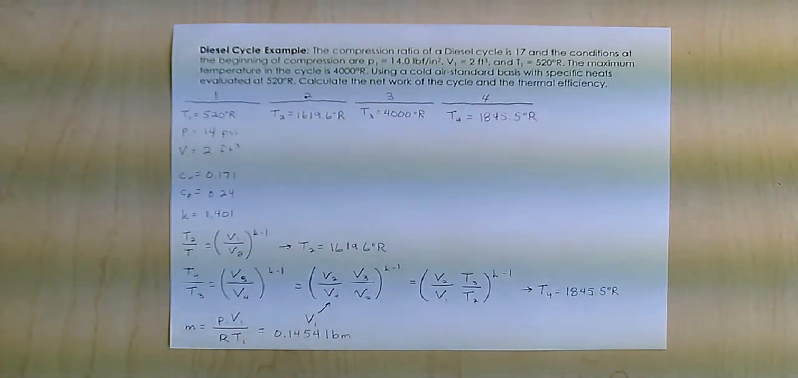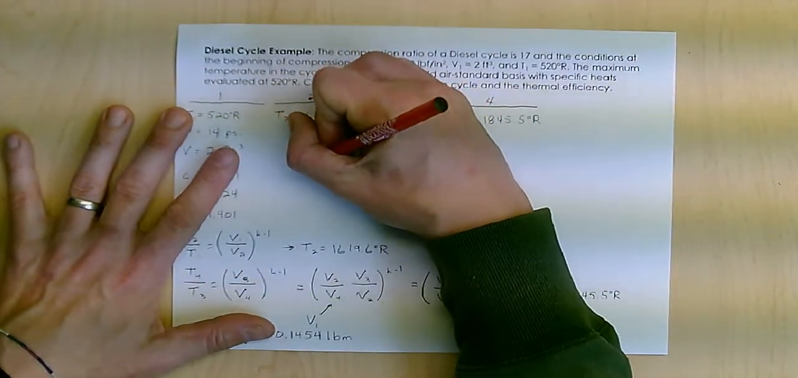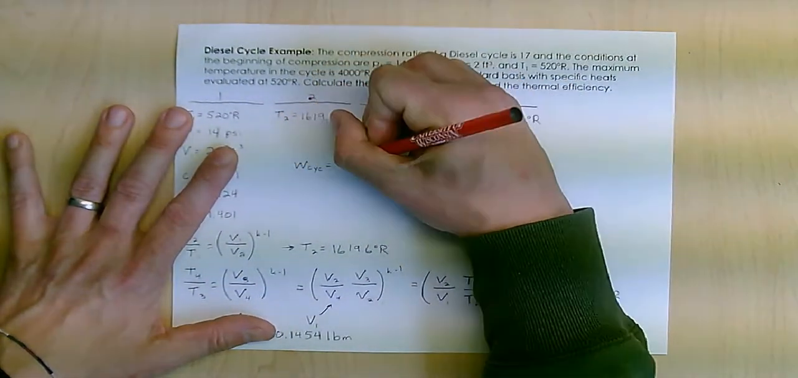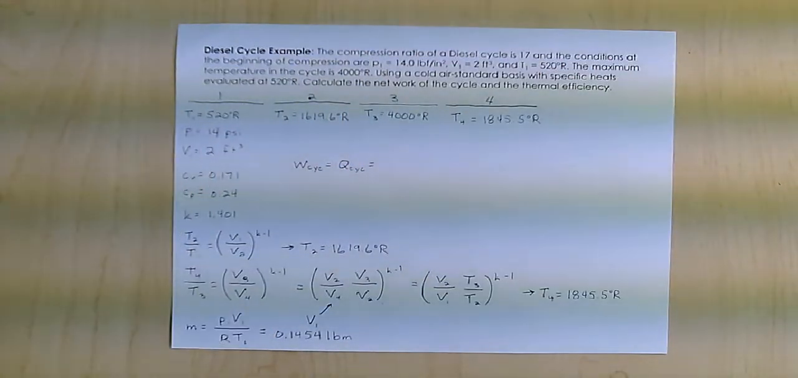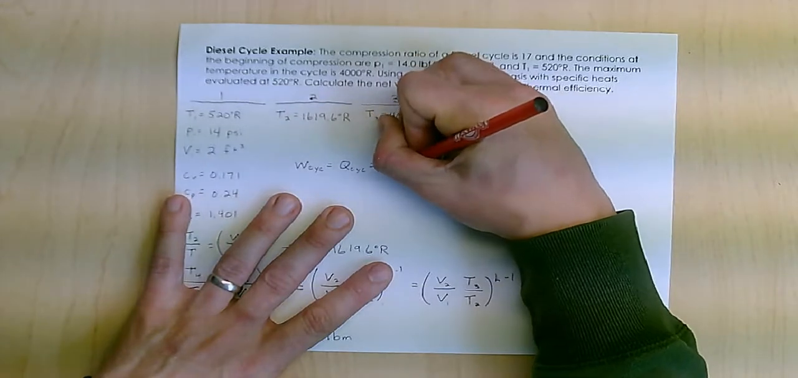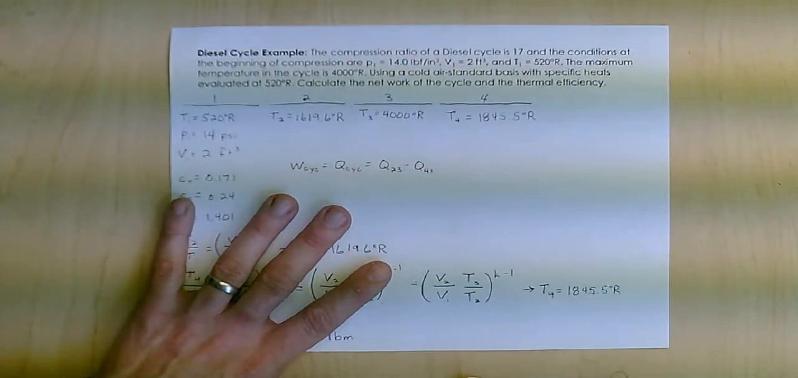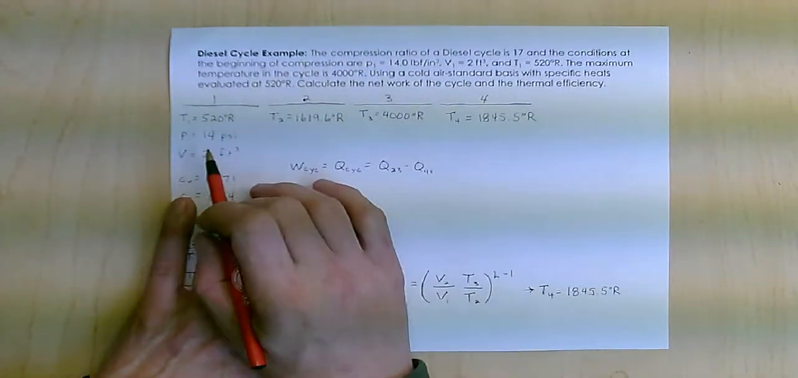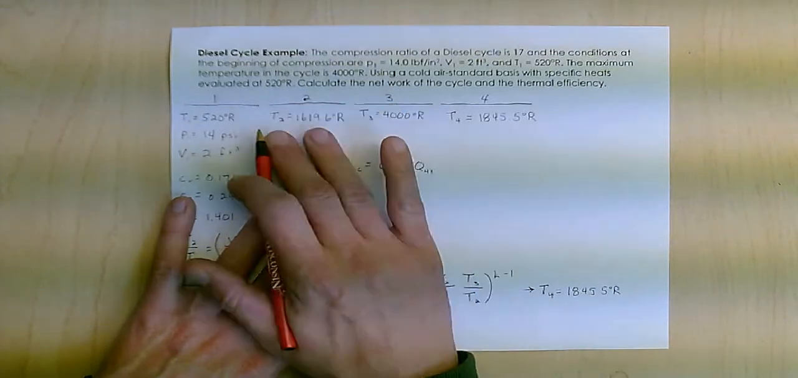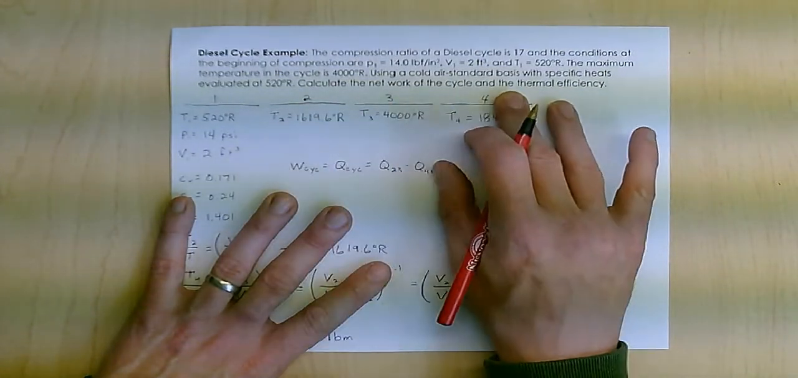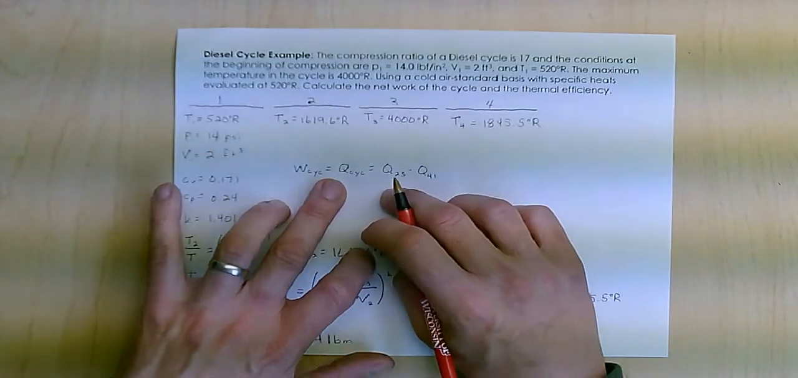Okay, so now that I know that, to find the work of the cycle, I'm going to say work of the cycle equals Q of the cycle. So that's Q in minus Q out, so that's going to be Q2 to 3 minus Q4 to 1. And I'm going to do that because the work occurs over several processes. I've got compression, and then I've got work here, and I have work on the expansion as well. So it's just easier to do it in terms of Q.